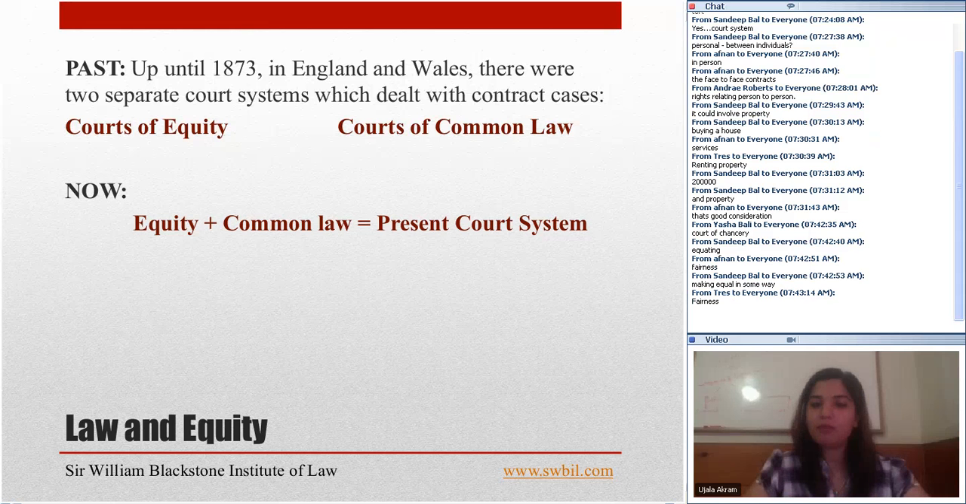And equity has developed its own principles over time. And you will come across many equitable principles in the course of studying contract law. Some examples are estoppel and undue influence. Equitable intervention depends a lot on the clear conscience of the parties. So this is one of the most important principles of equity. And there is also a maxim that is used to describe this.